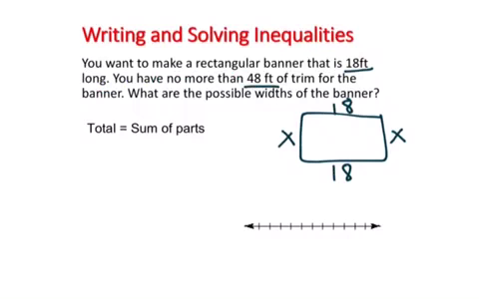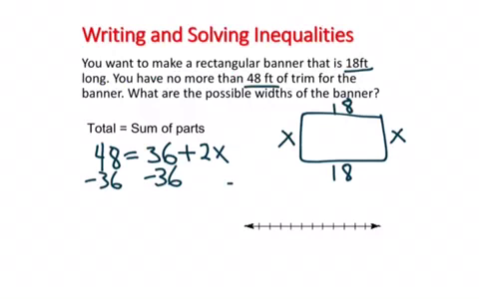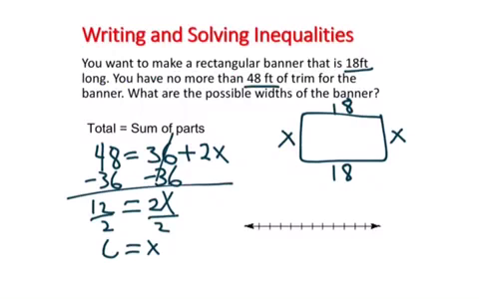Okay, so the total that we have here is 48 feet. So that's going to be 2 of the lengths and 2 of the widths. So 2 of the lengths, 18 plus 18 is 36. And 2 of the widths is 2 x's. Okay, so solving this equation, minus 36 to both sides. Draw your line. 36's cancel. 48 minus 36 is 12. 12 equals 2x. So divide by 2, and x equals 6.